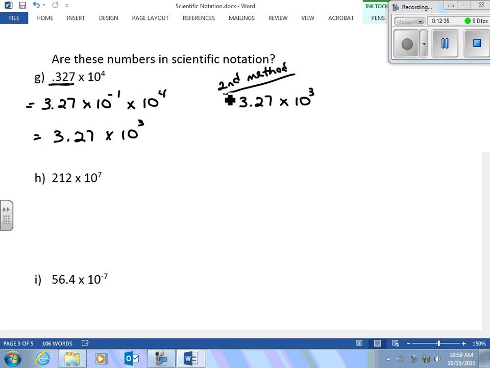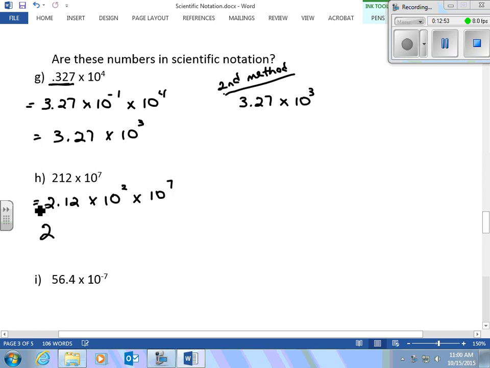So if I look at H, I've got 212 times 10 to the power of 7. Well, 212 is 2.12 times 10 squared because I've moved the decimal place over twice. So now that's times 10 to the power of 7. I'm multiplying here, so I add my exponents, so I get that this is equal to 2.12 times 10 to the power of 9.